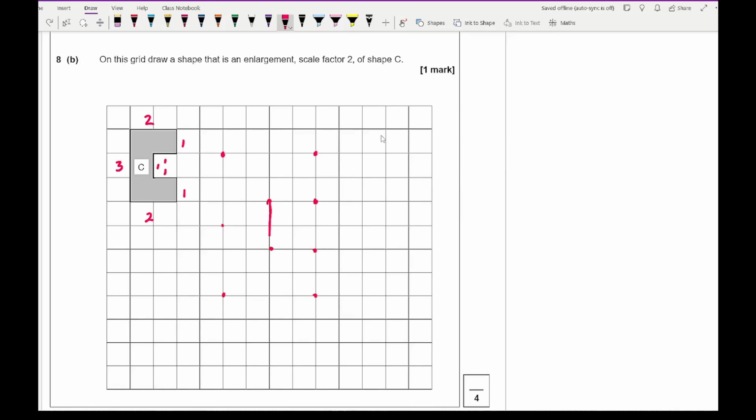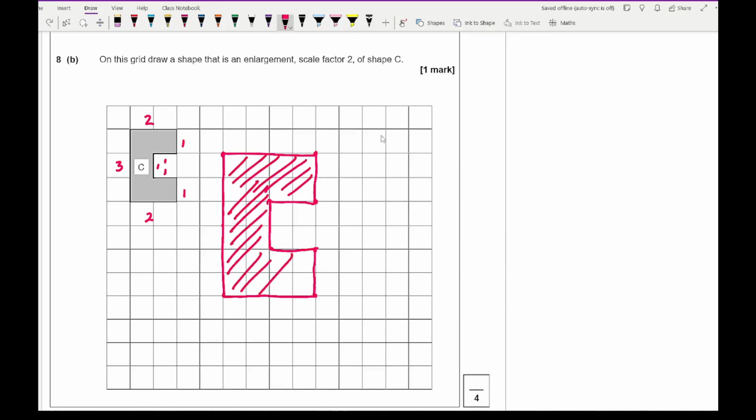And if I join these up, and again you should be using a ruler, I'm doing this freehand just to save a bit of time, but if I was doing this in the exam, I definitely would use a ruler. You want to make sure that you're making use of the squares as well, so something along those lines would be absolutely fine for the 1 mark.